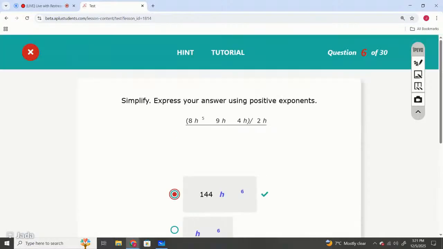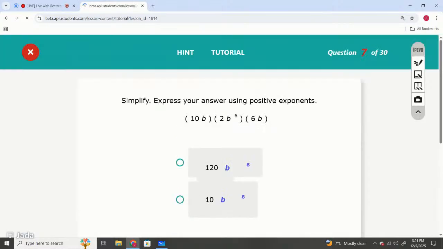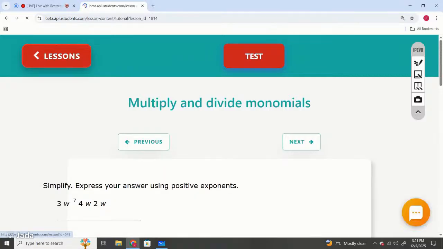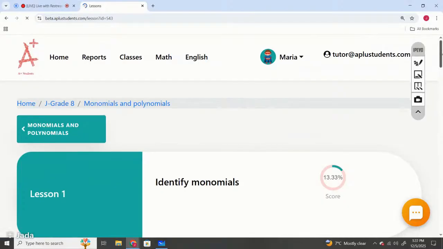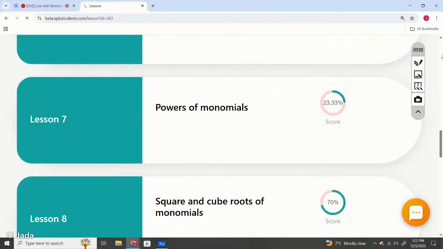Okay, you can complete the lesson by yourself later today. Let me just move on to the next lesson. The next lesson is monomials.